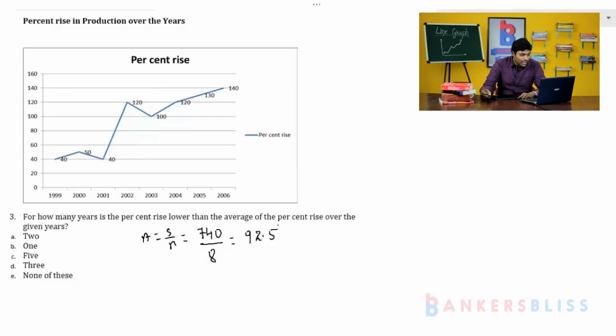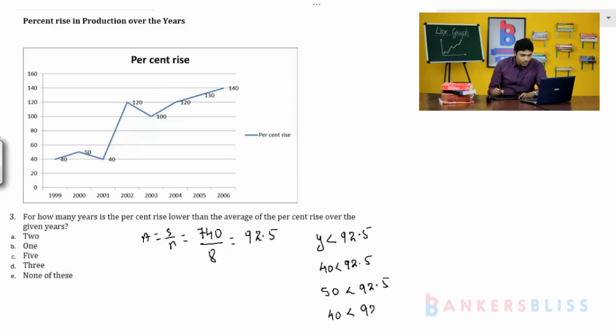Now you have to calculate for how many years it is lower than the average, meaning the years should be lower than 92.5. So consider 1999. Yes, it is 40, less than 92.5. Next, 2000 data, that is 50, less than 92.5. Next again 40, less than 92.5. Other than these three values, each and every value is more than 92.5.